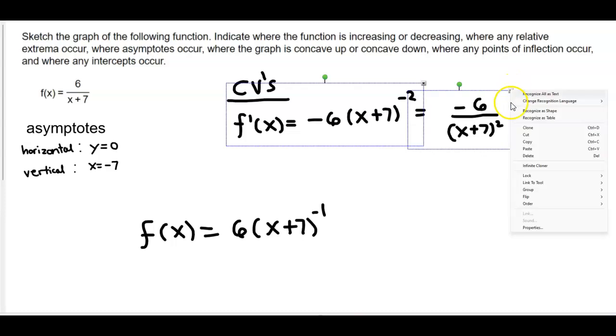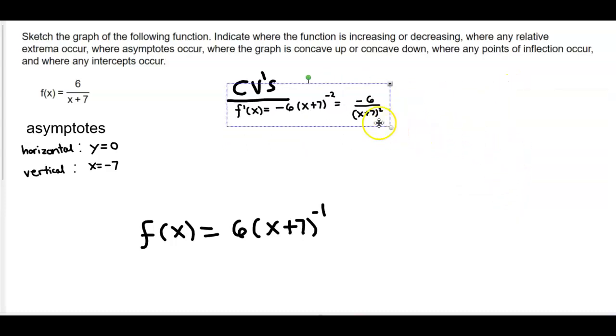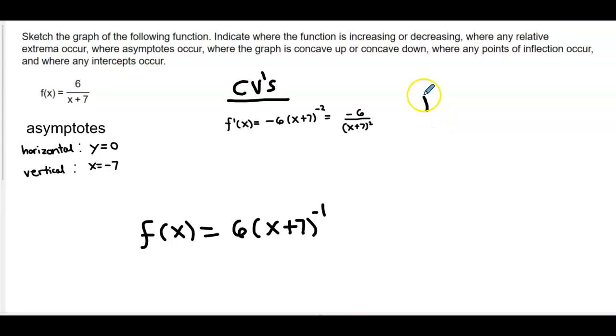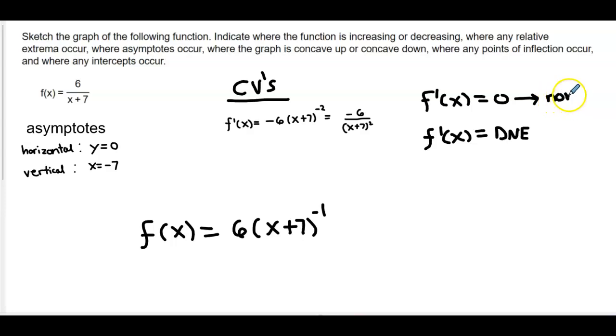So to get the critical values, we need to set this to 0, right? We need to figure out where the derivative equals 0, and or where the derivative does not exist. Now in the case of a fraction, like we have here, a fraction's only going to equal 0 if the numerator is 0, and the bottom is not also 0 at the same place. But in this case, the top can never be 0. It's just simply negative 6. Negative 6 is never going to equal 0. So we have no values of x that are going to make our derivative equal 0. So no critical values here.